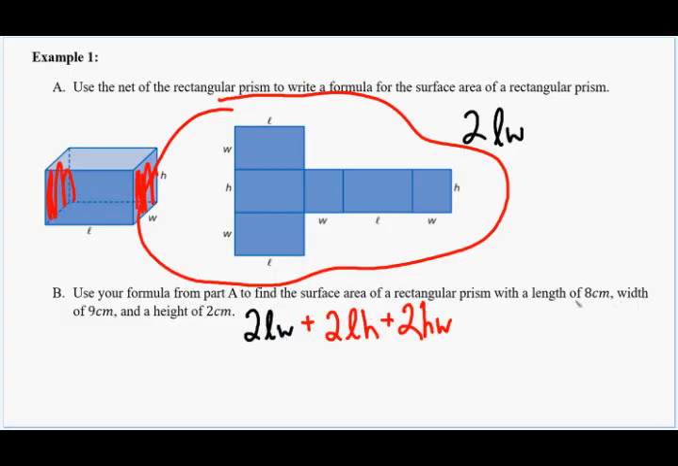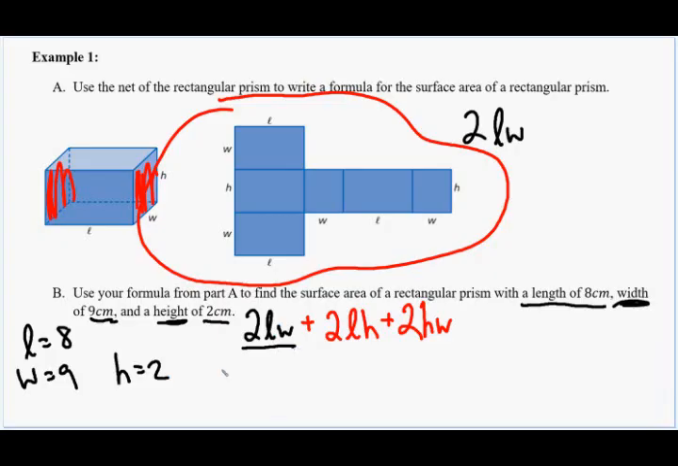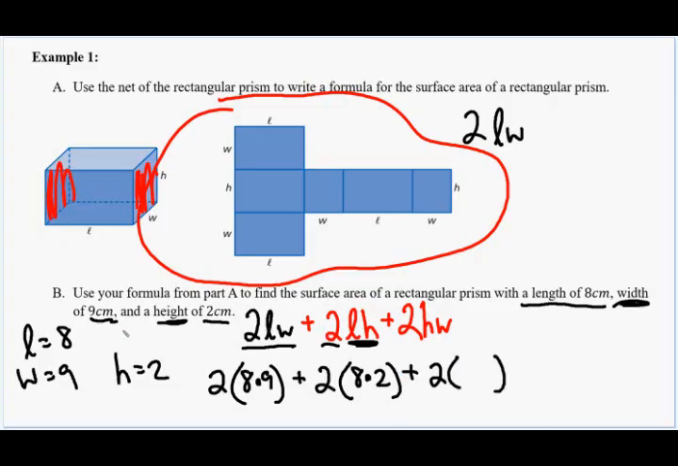Now we're just going to plug some things in. L is equal to 8. Width, W, is equal to 9. And the height, H, is 2. So our first thing here, that's going to be 2 times L times W, 8 times 9. And then in the middle, we're going to have 2 times length times height. That's going to be 8 times 2. And then finally, we're going to have 2 times height times width. 2 times 9.